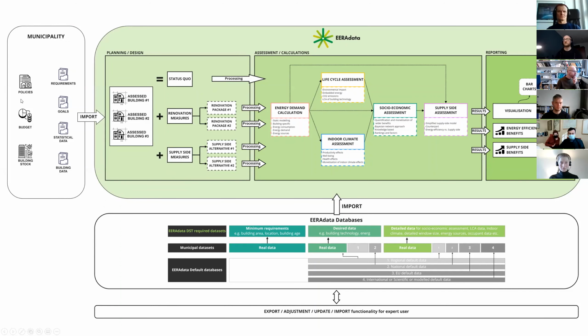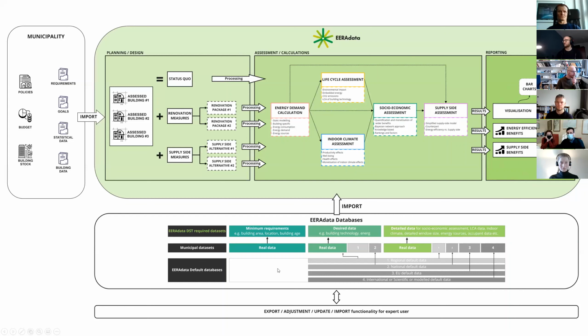So we have the first part, the municipality, which is providing all the data. Then we have kind of a planning design stage in the tool in which we can integrate the buildings. We can select renovation measures and supply side measures, and also alternatives of that. So we can actually create multiple options to create scenarios. And then this information goes into the assessment, and we can select all calculation methods, but we can also select single ones. And the results then will be communicated, and we have them in exportable Excel sheets or bar charts in the reporting area.